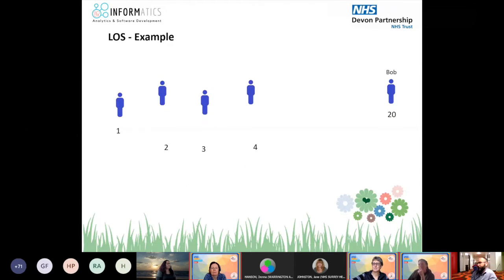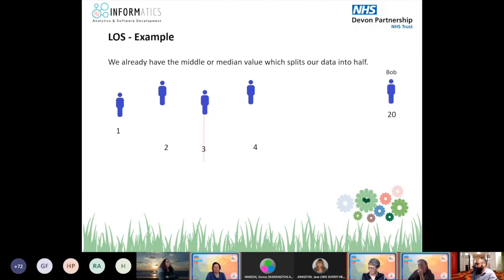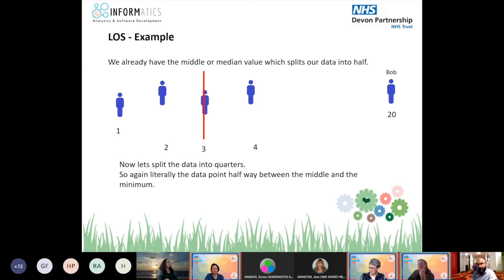So let's have a look at our length of stay example. There we've got our patients all in their order. We already had our median value, which was our middle value, which splits our data in half. So we'll pop a line there. Then we split our data into quarters. So literally, if we look at our median point and we go halfway to the minimum and halfway to the maximum, we can put in 2 extra lines here.